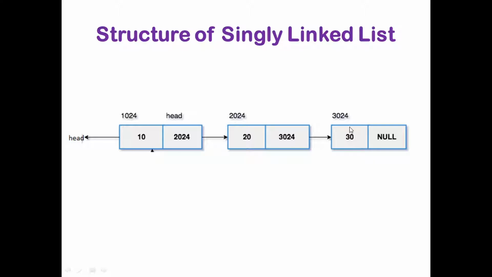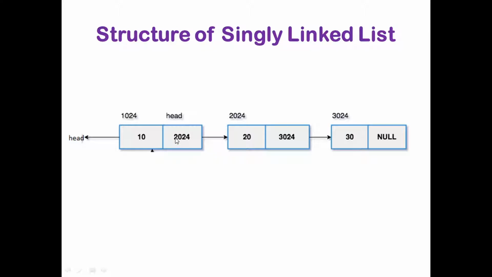And the third node's starting address is 3024. This starting address is stored in the next place in the second node. So thereby we are linking the second node to third node. And the third node's address area is not pointing to anything. That means that's the last node. And there will be a head variable which will be pointing to the first node. So this is the way we store things in the linked list.